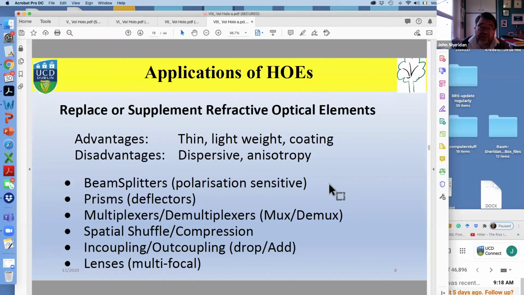You can use spatial shuffle or compression, and again, I'm going to show some examples of this. Again, these are situations where if you want to do two-dimensional deflections, you've got to be careful about your polarization. In-coupling and out-coupling, so drop-add devices, either for planar waveguides or communication type systems, backplanes, and lenses which can be multifocal. Again, there's a huge range of different applications of these devices, and I'm going to show you some examples.